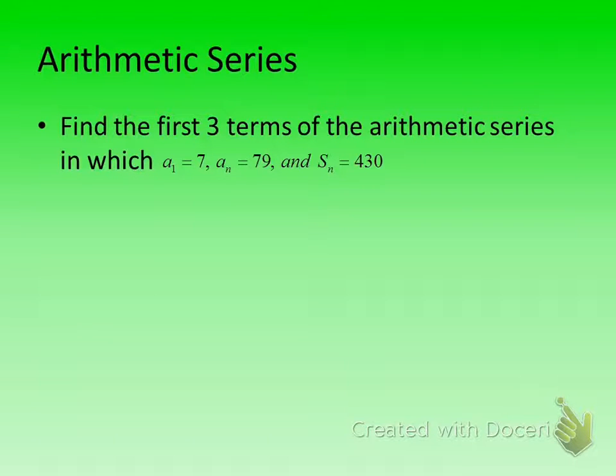It's 7. What we don't know is the distance between the two terms, and we also don't know n. We don't know the number of terms from 7 to 79. Therefore, we don't know how many terms we're adding up to give us 430. That is a problem.